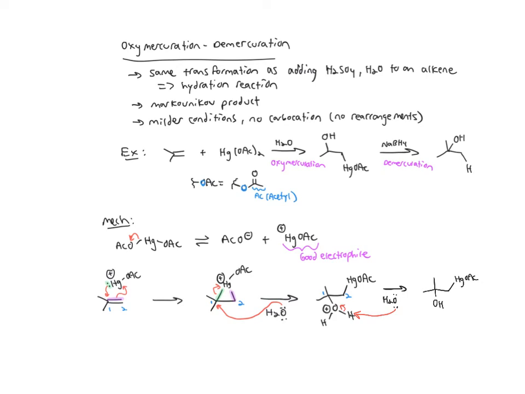For what happens next, we don't necessarily have to show a mechanism. It's a little bit more complex. For the demercuration, all we have to know is that this compound replaces this bond to the mercury with a bond to an H instead. So then we can just go ahead and draw that out.